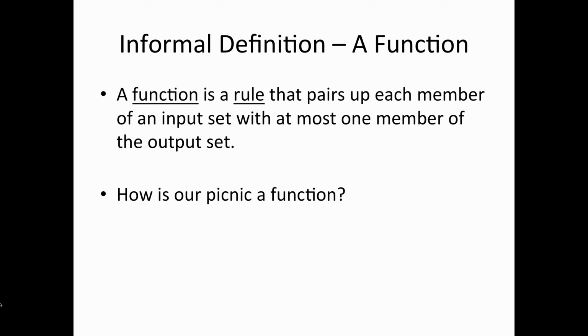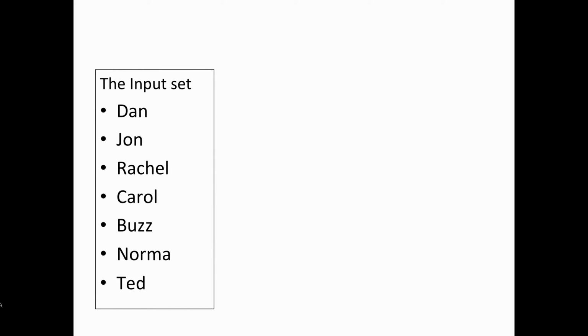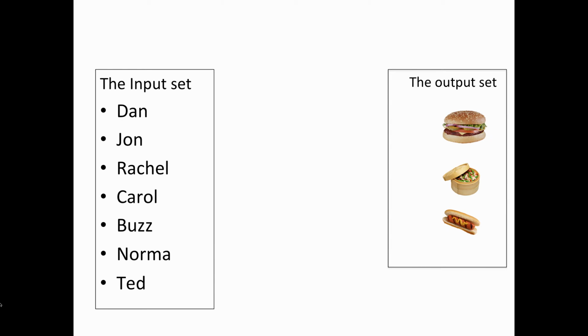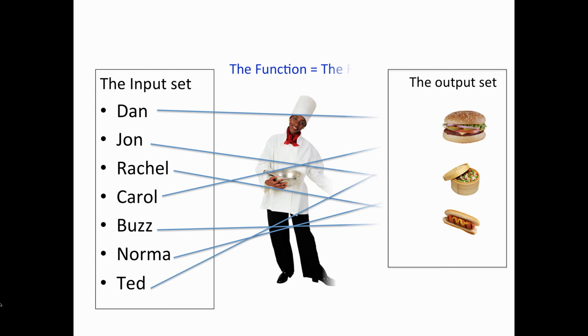Now, let's take a moment to give you an informal definition for a function. A function is a rule that pairs up each member of an input set with at most one member of the output set. Now let's see how our picnic is a function. Here's our input set. The input set are the names of the students. The output set are the three different types of meals that the students could get. And the function is the rule that maps each student to the meal that they get.